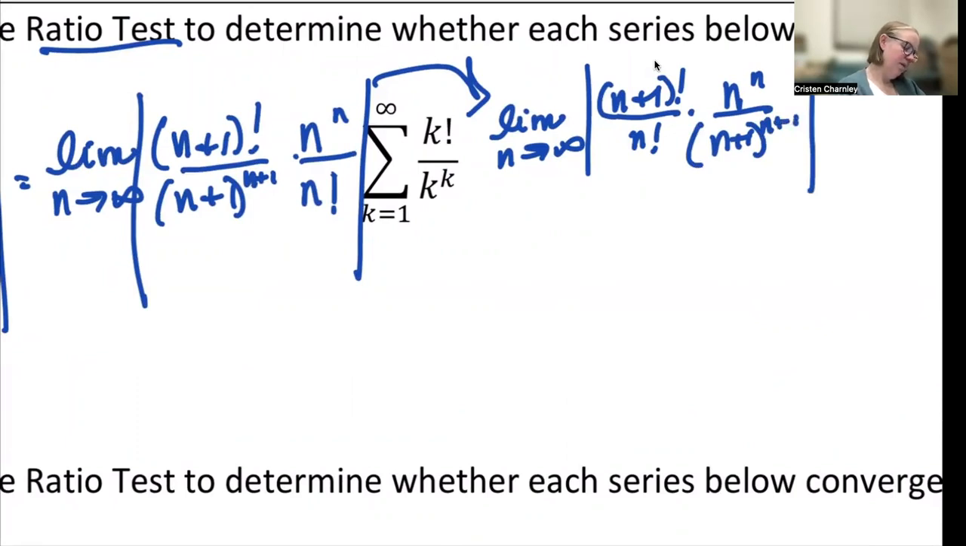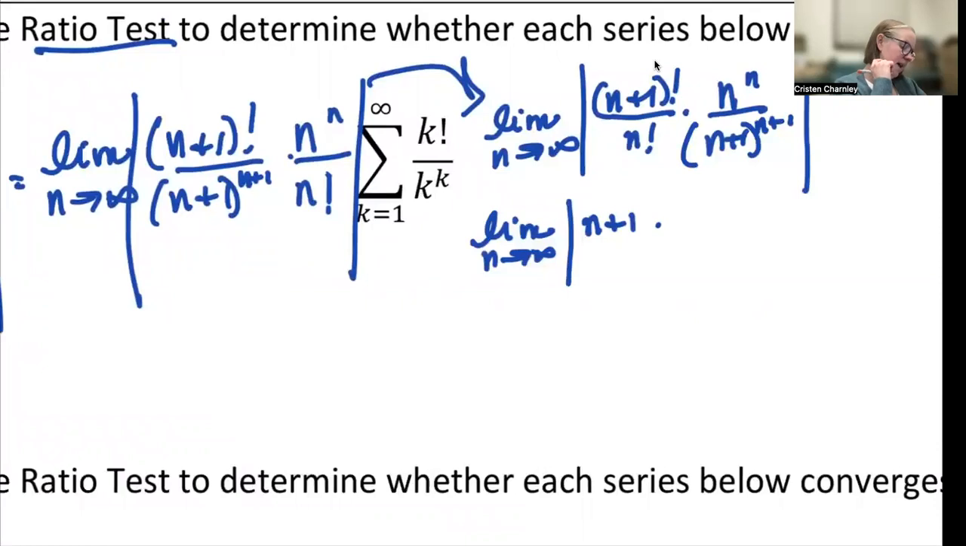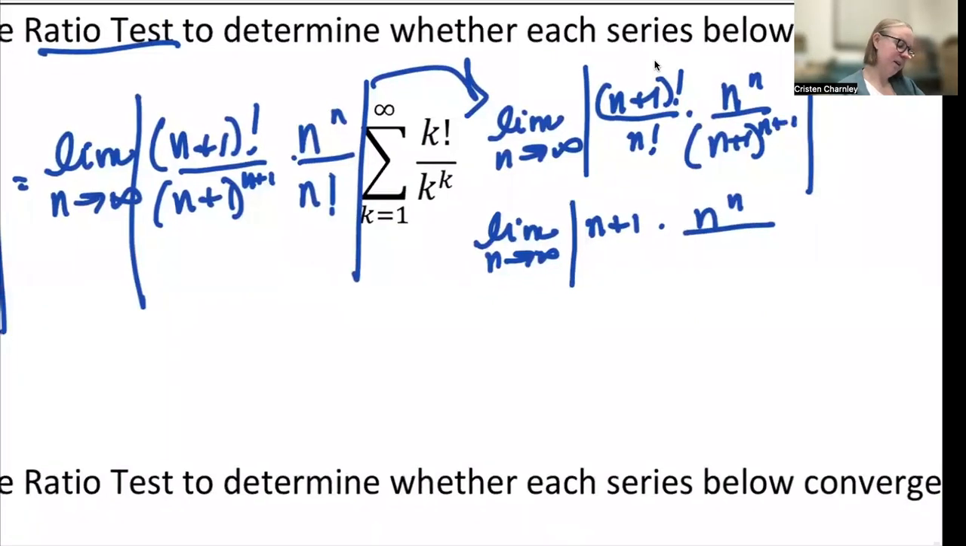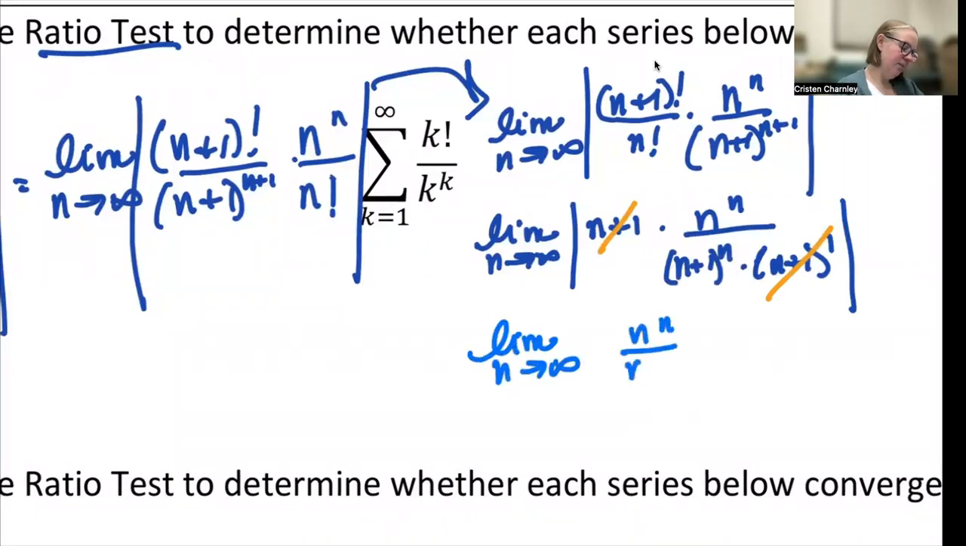So I know the piece in the beginning, n plus 1 factorial over n factorial, will be n plus 1. Then I have n to the n. I'm going to break the bottom apart with the exponents. So n plus 1 to the n times n plus 1 to the first. And the reason why that's pretty handy is because the n plus 1's cancel out. So now I have the limit as n approaches infinity, n to the n over n plus 1 to the n.